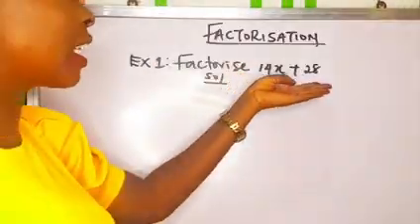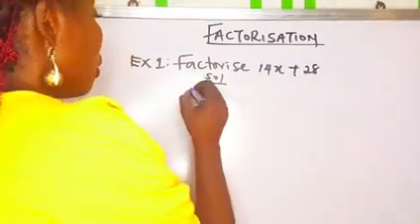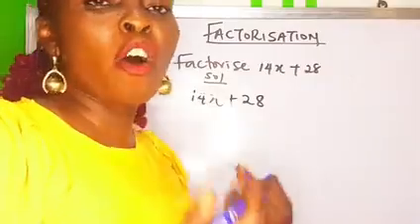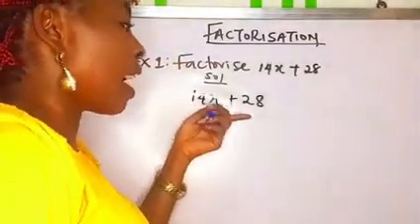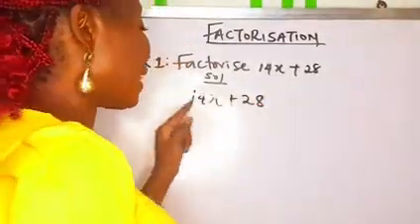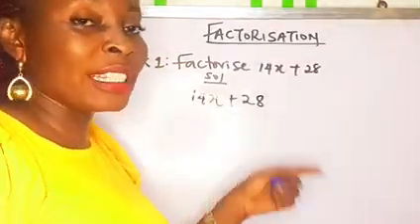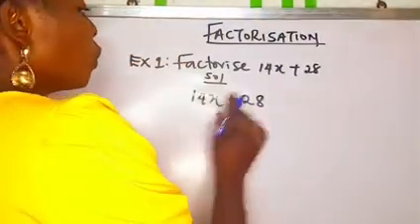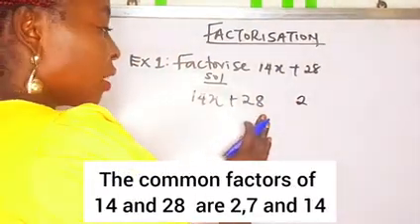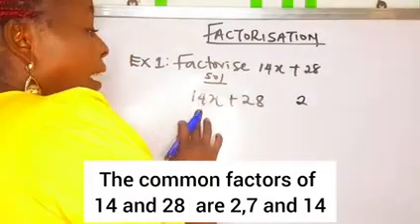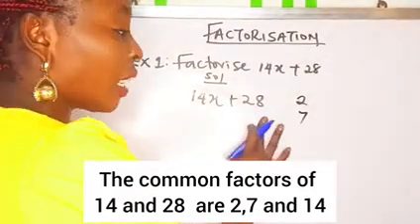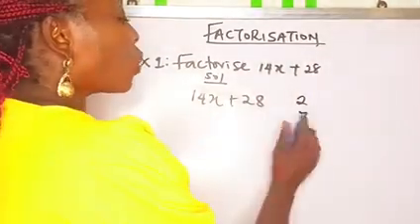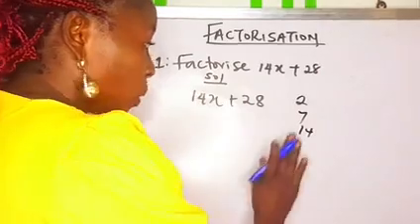Factorize 14x plus 28. So if I have 14x plus 28, I'm going to look for a common factor between 14 and 28. That is a common number that can divide 14 and 28, and it must be the highest common factor. So 2 can divide 14 and 28, but we're not going to use 2. 7 can divide 14 and also divide 28. We are not going to use 7. 14 can divide 14 and also divide 28, so we are going to be using 14.